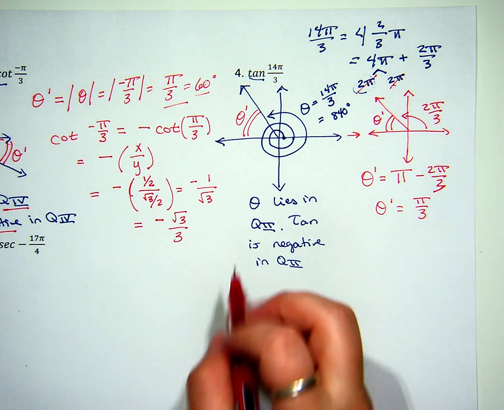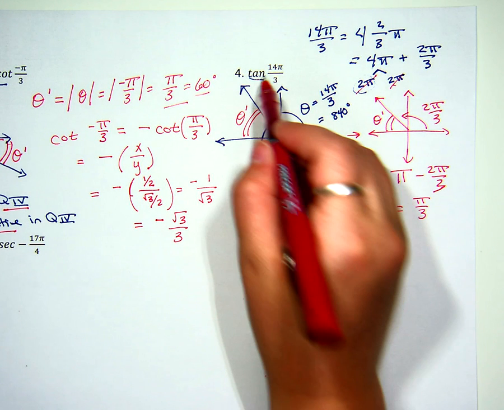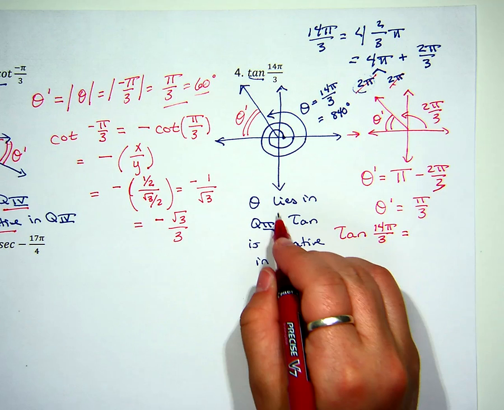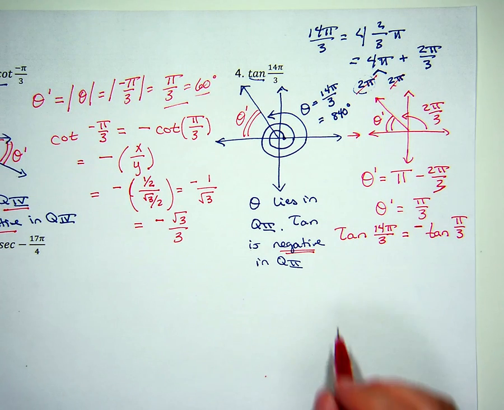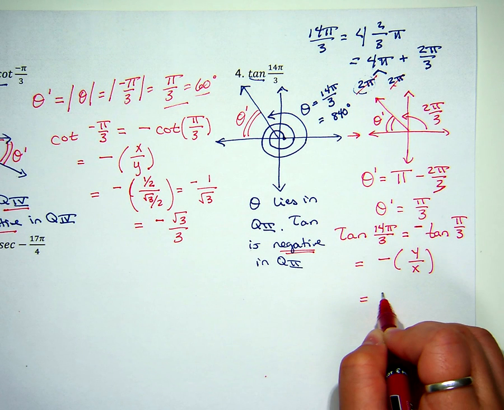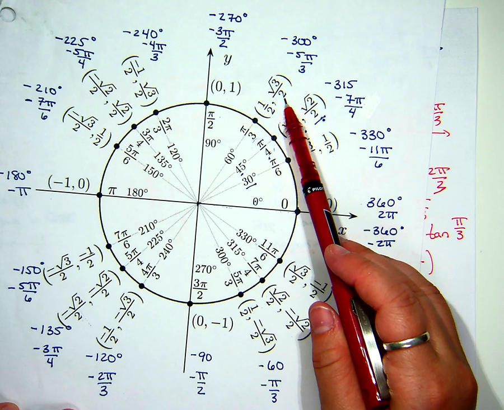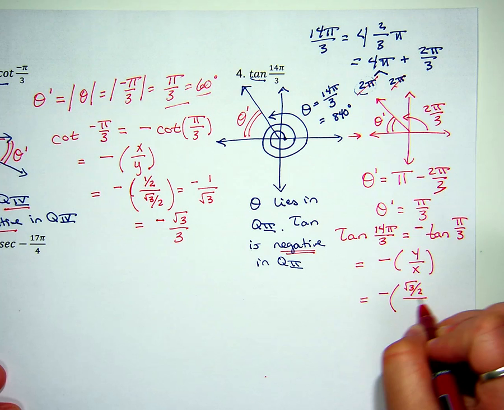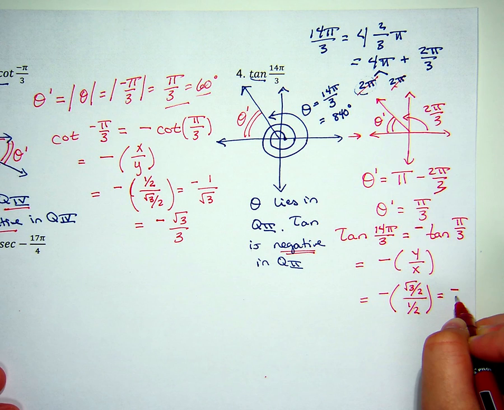Okay, now, so I'm dealing with the tangent function. The tangent of 14 pi over 3 is equal to, right, it has to be negative tangent pi over 3. Well, that means it's negative y over x. So it's negative. Let's go to pi over 3. At pi over 3, the y is square root of 3 over 2. The x is a half. Let's divide the two of them. Square root of 3 over 2 divided by 1/2 means you'll get negative square root of 3.